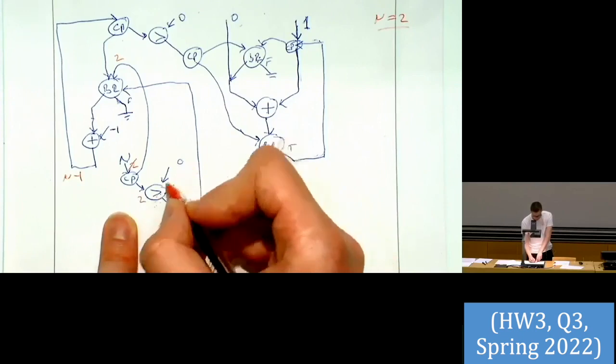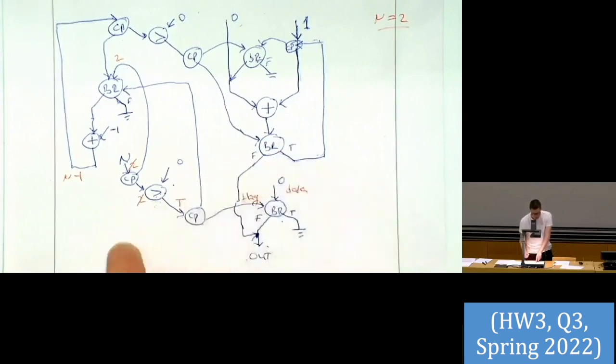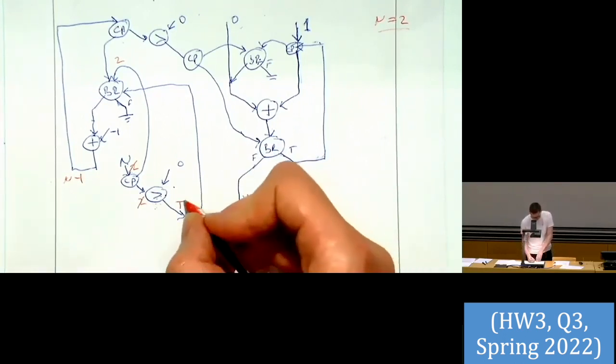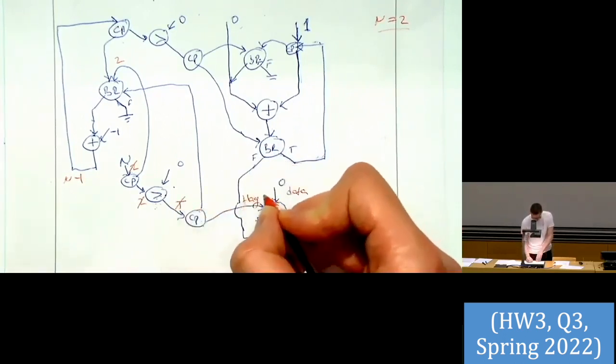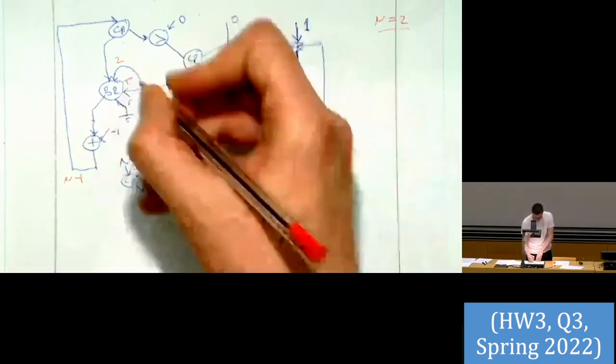And then this node will consume this 2 and will generate true, right? Because 2 is greater than 0. And then this node is also ready to fire, and then we will copy true here, and then we will also copy true here.